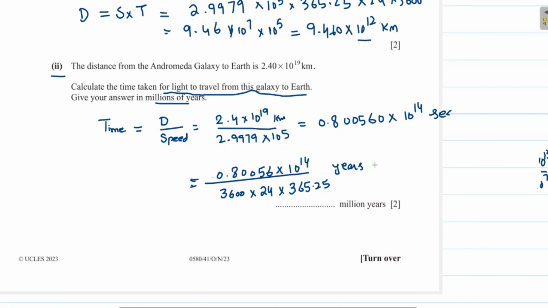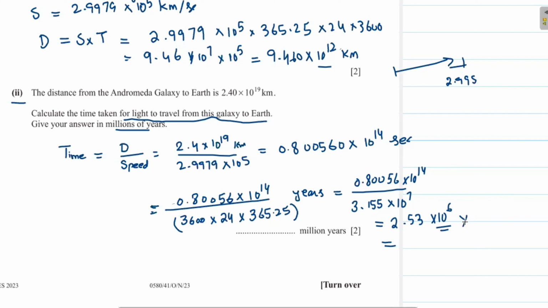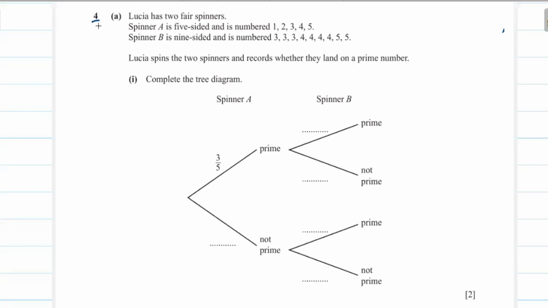Now we calculate it. Denominator value becomes 3.155 multiplied 10 power 7. Now we divide this value 0.80056 divided by 3.155. We get 2.53 into 10 power 6. The answer will be in years. Therefore, we can write it as 2.53 million years. This is the answer.